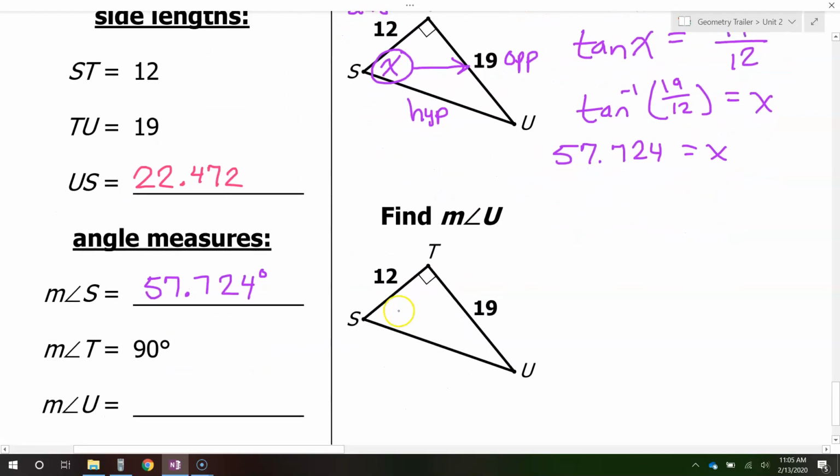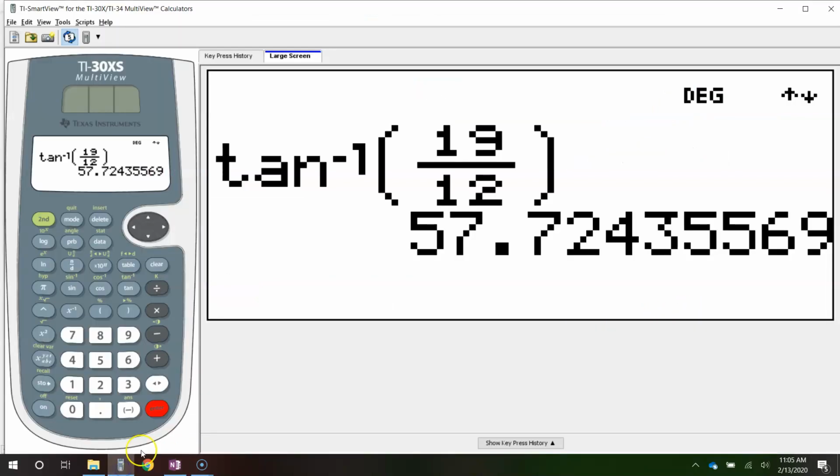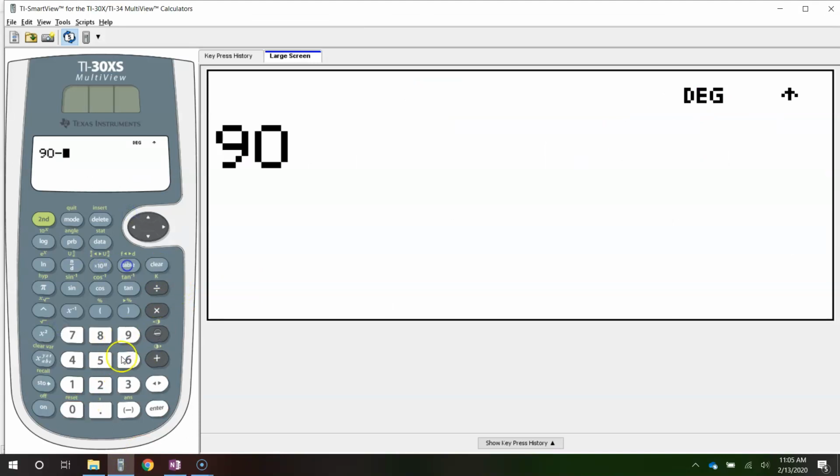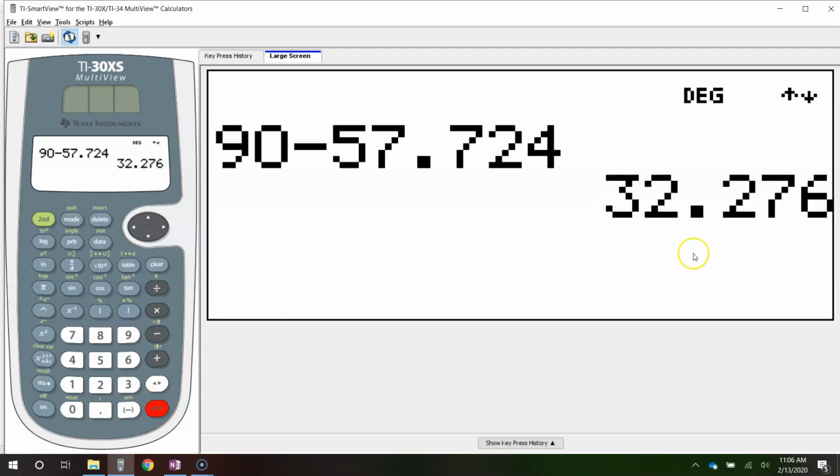All right, next we are supposed to find the measure of angle U. Now the long way would be to use trigonometry all over again. But I'm confident enough in my answer to the previous question that I'm going to use it to find the answer to this question. So we just found that angle S was 57.724 degrees. Now we're supposed to find angle U. But these two angles have to add up to 90. So the quickest thing to do is to do 90 minus 57.724. 32.276.